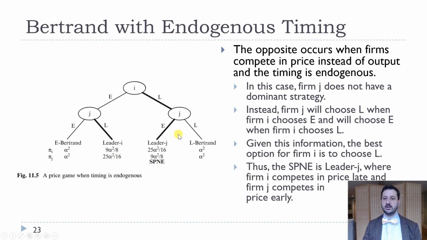And so firm I, seeing this, is now comparing 9 alpha squared over 8 if they're early, then late. And so they're like, no, I want the second mover advantage. So in this case, firm J might set the price first in the early period, and then firm I would set the price in the later period. And so it's possible that the firm that is setting the price earlier actually does not have the competitive advantage, as we've discussed.